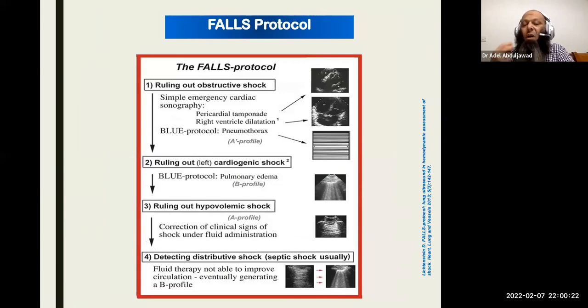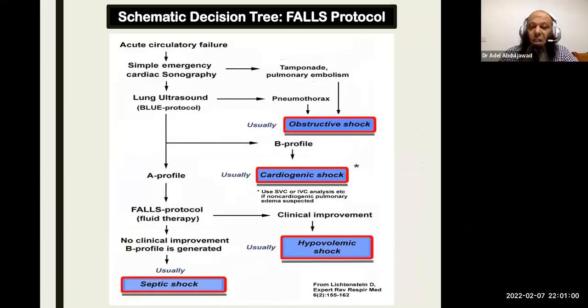So you rule out PE and pericardial tamponade. Then you look for lung sliding and assess for pneumothorax through the BLUE protocol. Then you end up with obstructive shock. Then you move to cardiogenic shock through the pre-profile. Then you move to assessing either hypovolemic or usually septic shock, regarding the correction of the clinical signs of shock after giving fluid administration. This is usually the FALLS protocol, and as I told you, it has its own limitation.